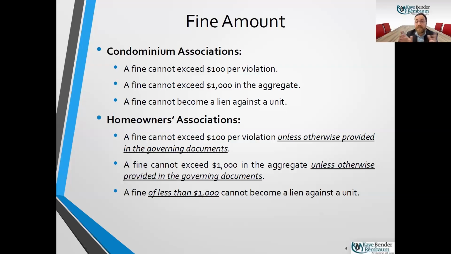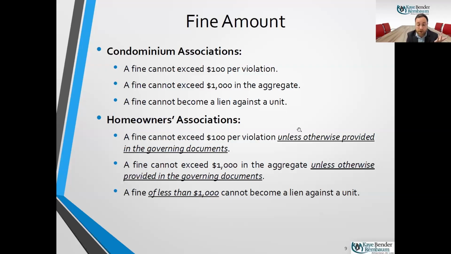Now, for HOAs, you have the same dollar thresholds, $100 per violation, $1,000 in the aggregate as a cap. However, if your governing documents provide a different cap, so let's say you have $500 per violation or per day and $5,000 in the aggregate, that is allowed only for HOAs. Now, on top of that, let's say you fine Joe $2,000 for various violations. If the fines are more than $1,000, that can become the basis for a lien, meaning we can go through the normal collection process and even foreclose on Joe's house for the violation.